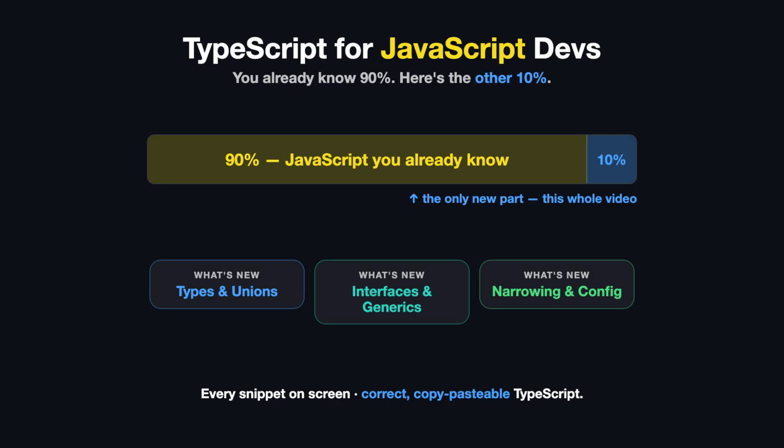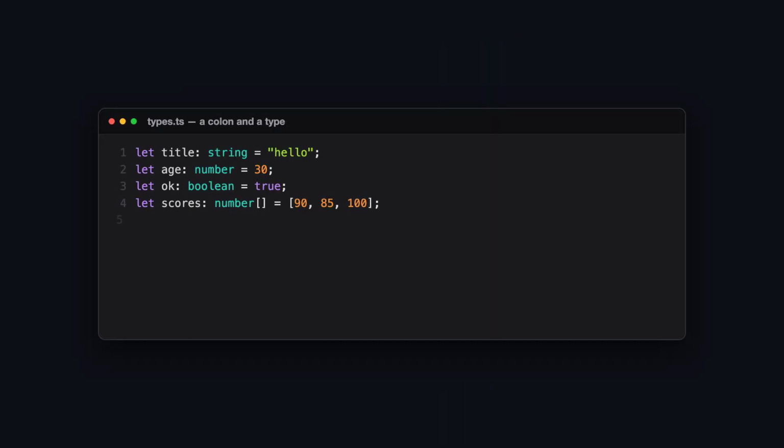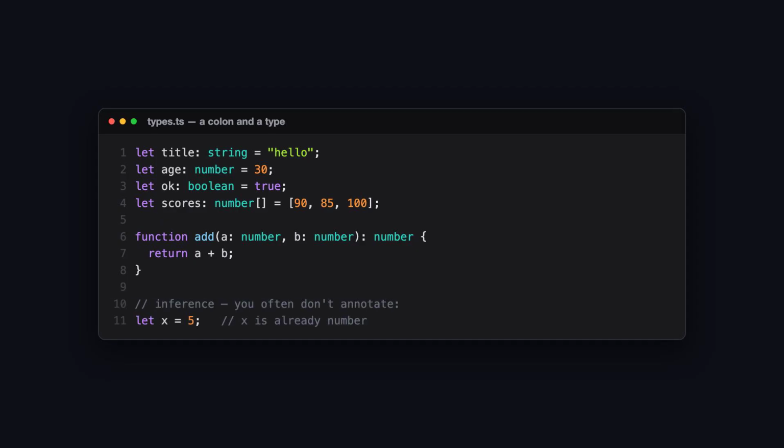Let's get the 90% out of the way and go straight to what's new. The first new thing is a colon. That's really it. After a variable name, you add a colon and a type. A string. A number. A boolean.